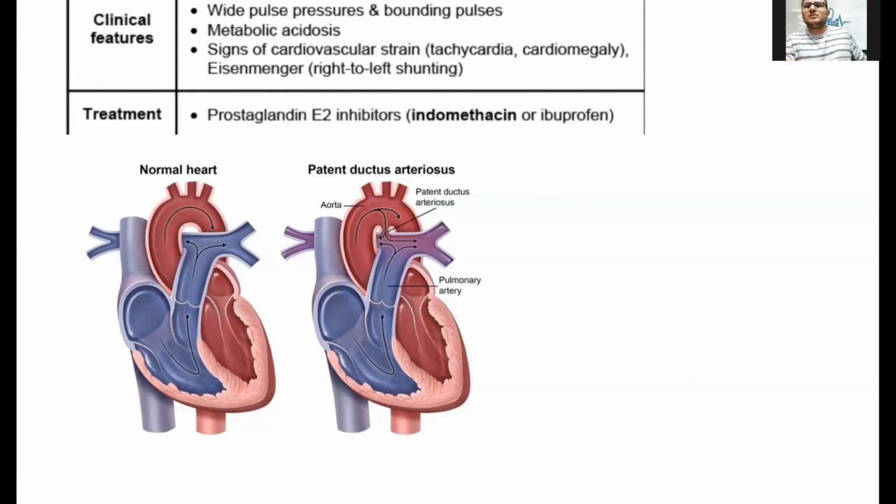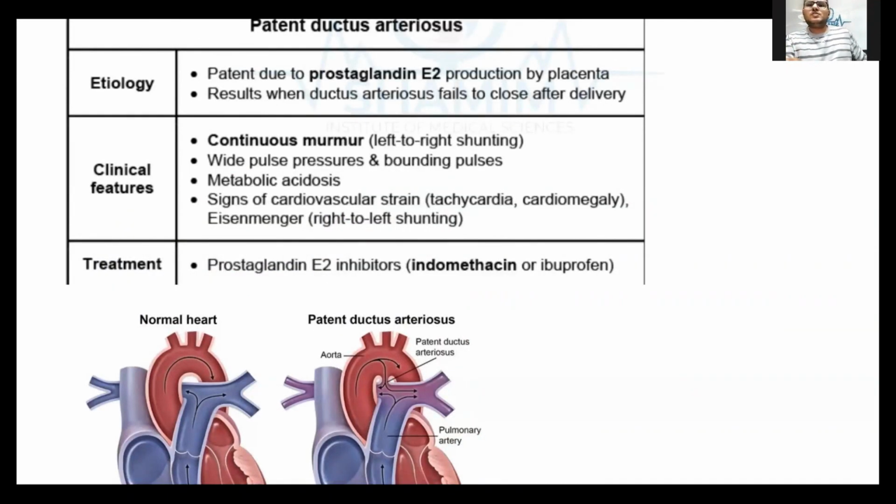Okay, so what are the findings? It is due to prostaglandin production by the placenta. We discussed that when there is more prostaglandin, there will be patency of the ductus arteriosus. It fails to close after delivery. So the most important finding is a continuous machine-like murmur. Very important, machine-like murmur, and wide pulse pressure and bounding pulses.